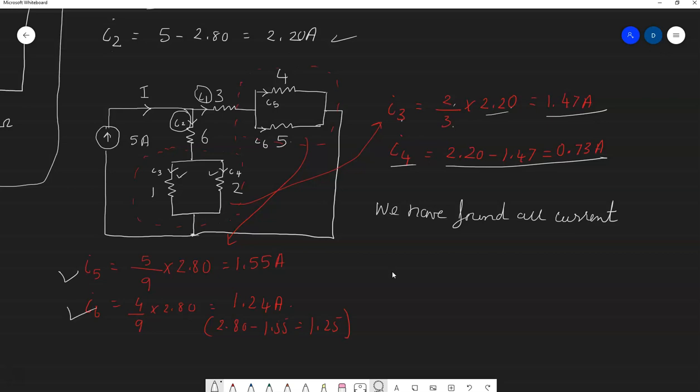So I was able to get more or less the same values here. There's no rounding error.